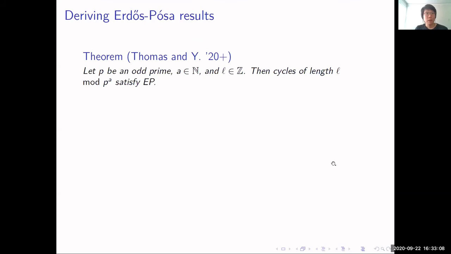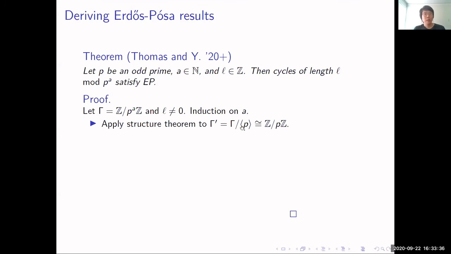Okay, but the theorem that I mentioned before is that this holds for every odd prime power. So let P be an odd prime, and let A be some natural number, and let L be any integer. Then our claim is that cycles of length L mod P to the power of A also satisfy the Erdős-Pósa property. Again, we define this group here, and we're going to proceed by induction on the power A.